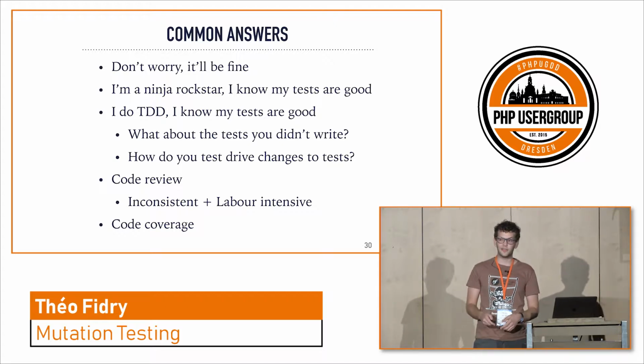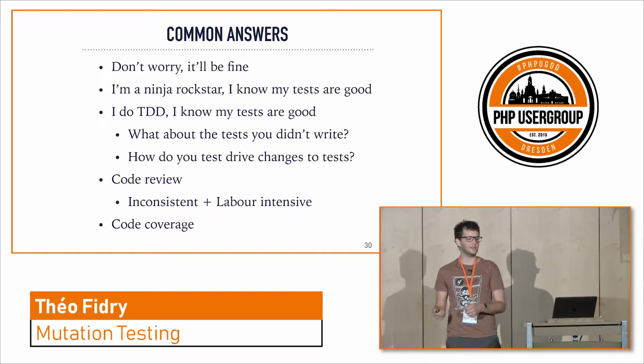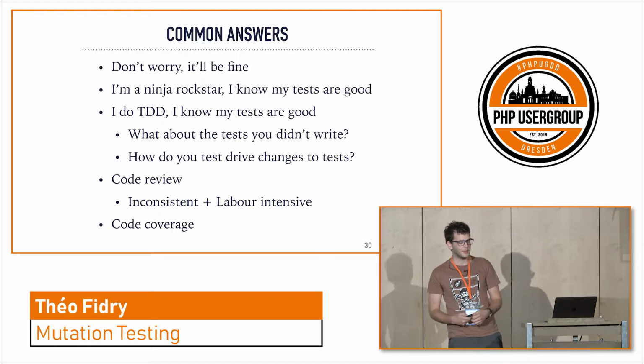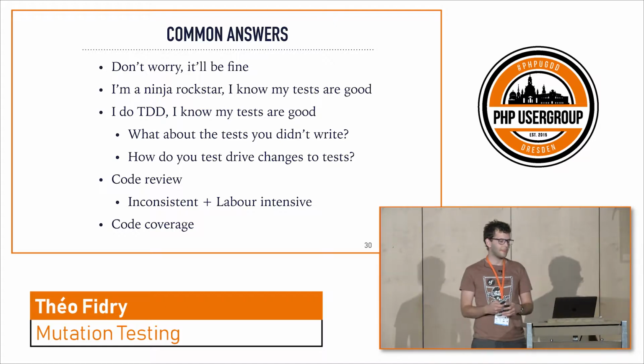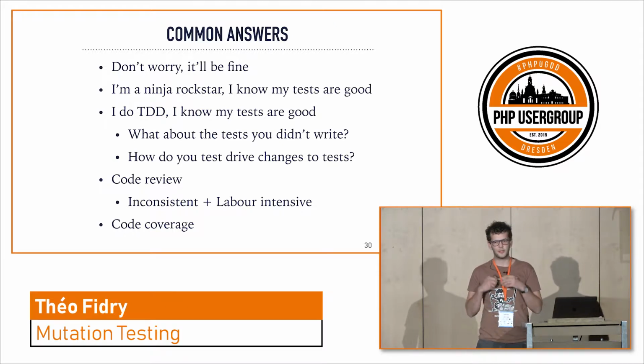You then have code review, which actually is a good answer. The problem with it is it's inconsistent and labor intensive, and it's still hard to get a metric from code reviews as well. And then you got code coverage, which is a popular answer because you get an objective number, so people are happy about it.